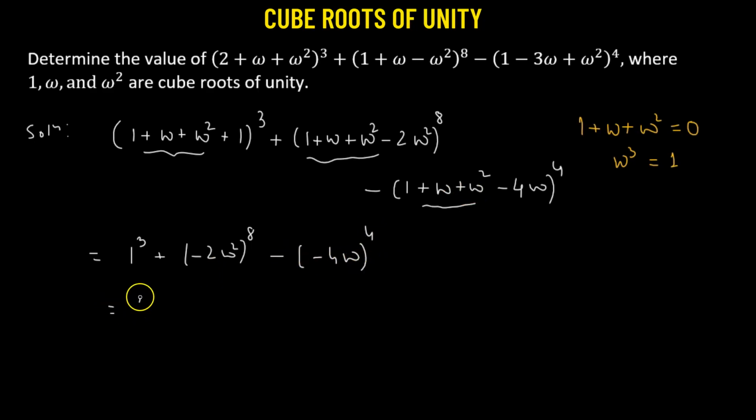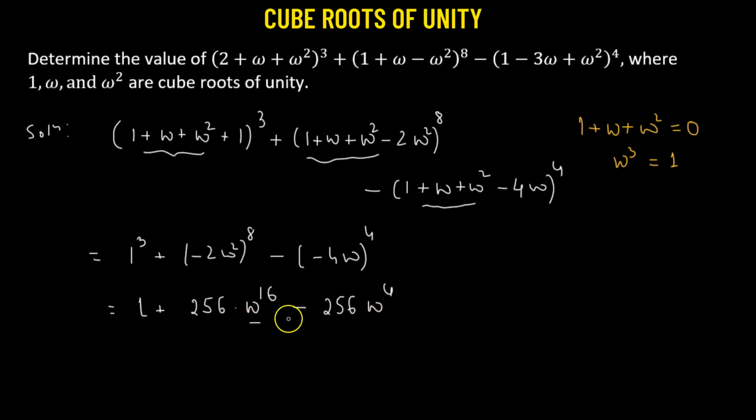So this will be equal to 1 plus, we have negative 2 raised to the power of 8. So that value is 256 times omega raised to the power of 2 times 8, that will be 16. And here we have negative 4 raised to the power of 4. So this is the same as 2 raised to the power of 8, which is also 256, times omega raised to the power of 4.